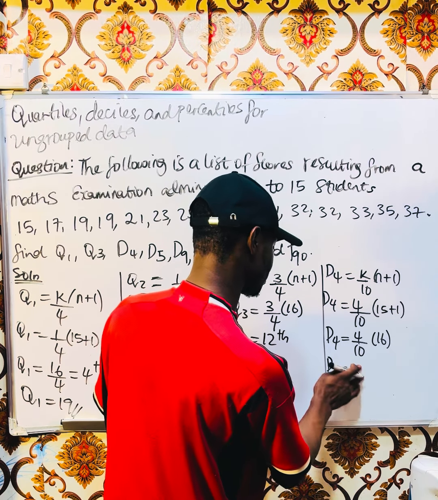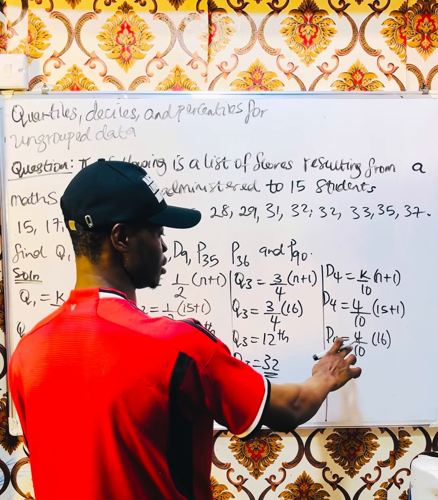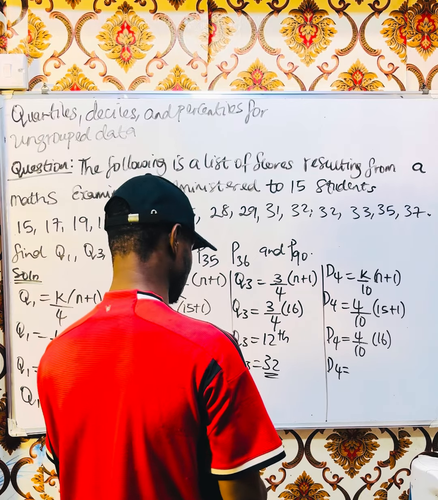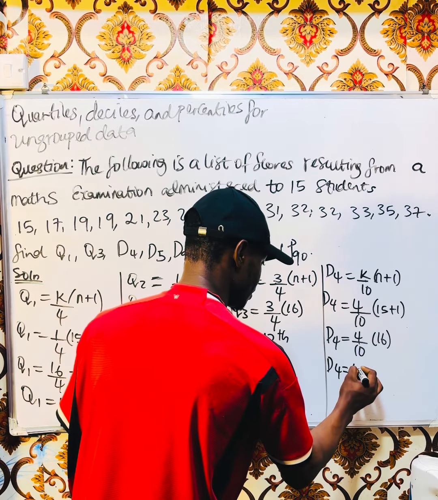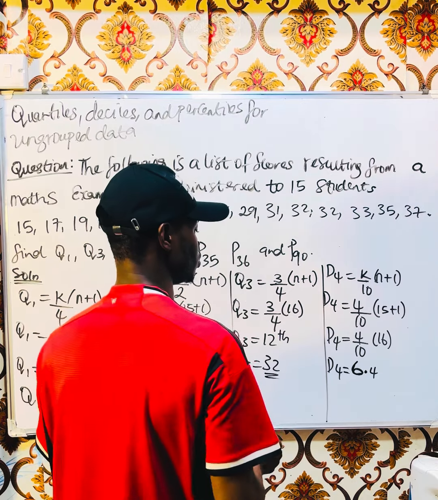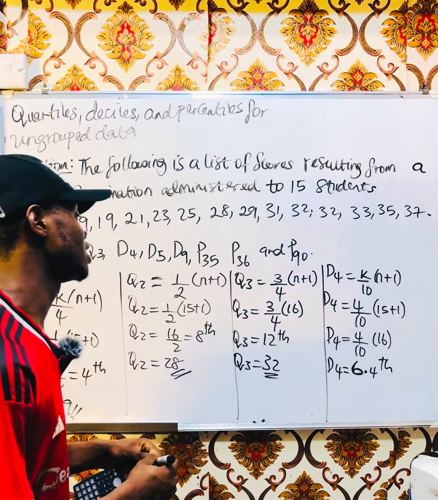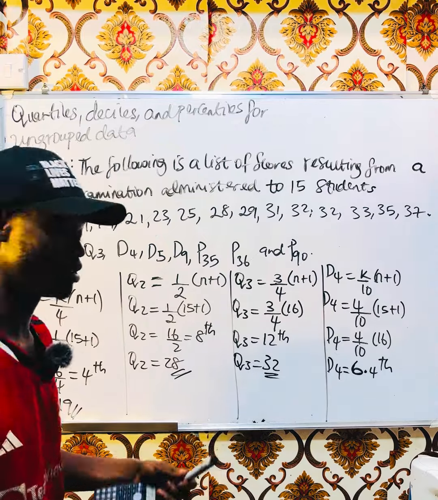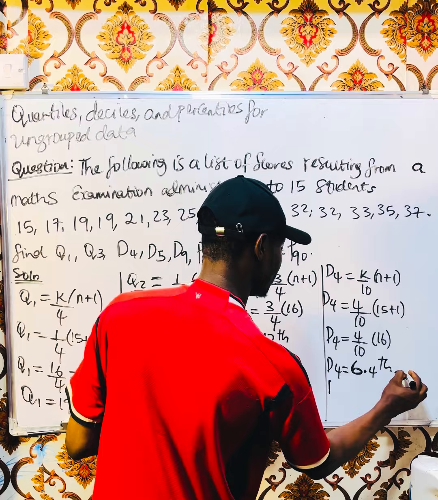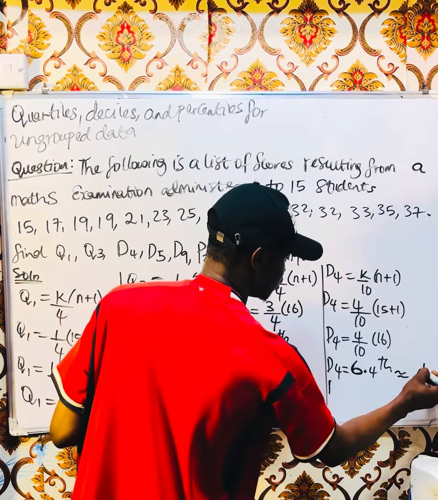Okay, sorry. 16 times 4 divided by 10 will give us 6.4. So this 6.4 position, we are going to approximate it, right? So D4 will be approximately 6, so it's in the 6th position.